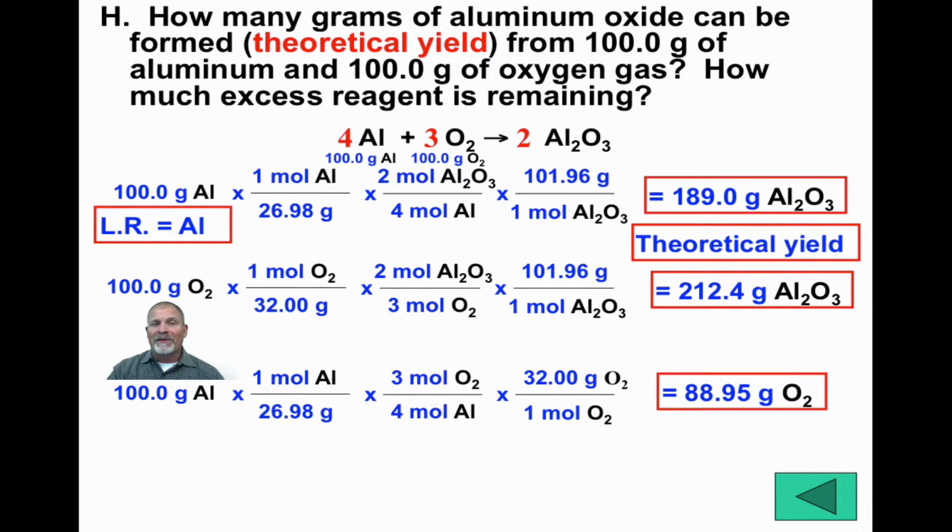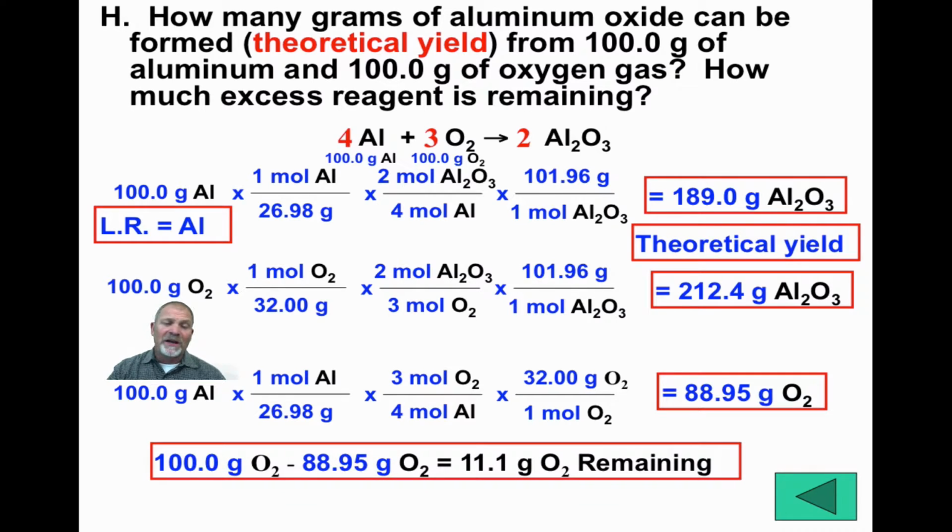How I like to talk about it is money. You went into the store with $100 of oxygen. Aluminum limited you to only spending $88.95. So how much did you have remaining? You had $11.10. But based on sig figs, we just say 11.1. And in reality, we're talking about grams.